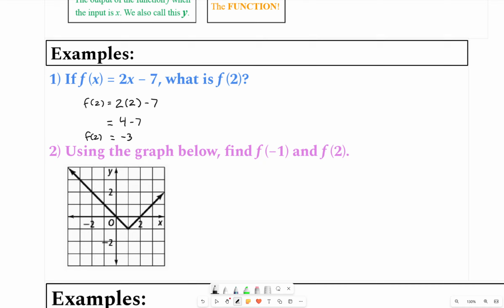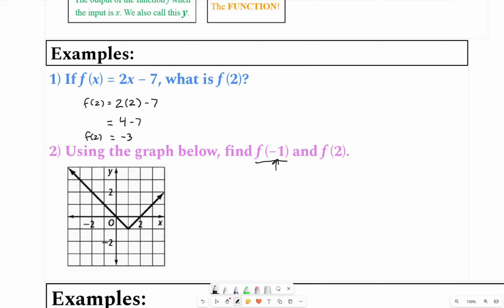Now let's do it as in number 2. We're going to use the graph to find f of -1 and f of 2. So we're going to be finding 2 different pieces of information. Let's start with f of -1. Well, again, we go to where the -1 is on the x. No, sorry. The -1 is the x value. All right, so we're plugging in -1 into our function.